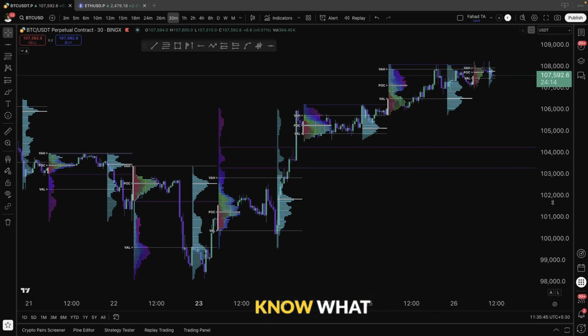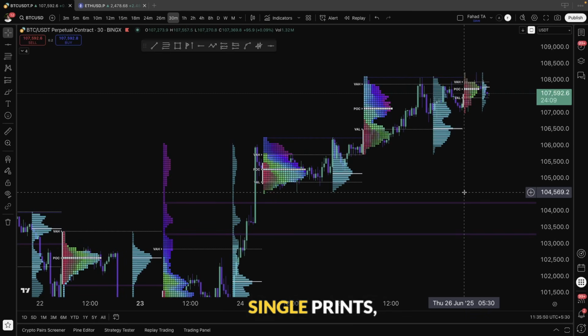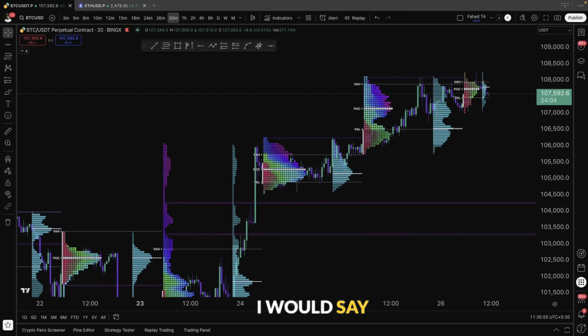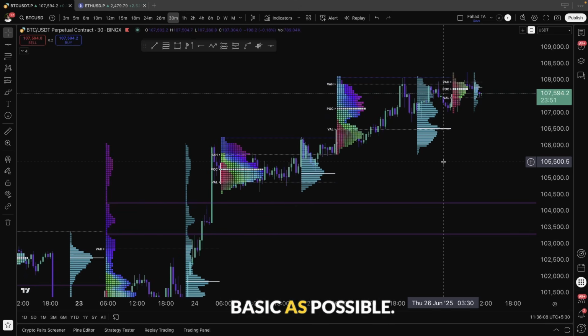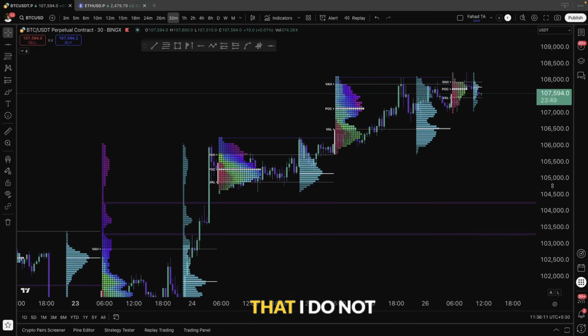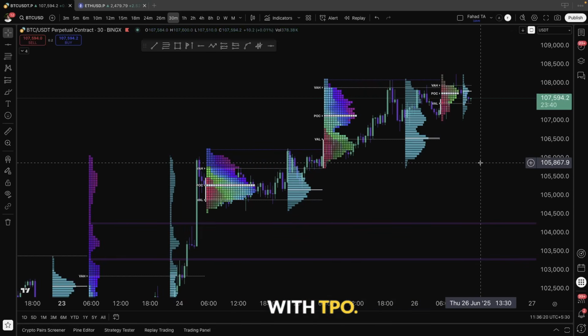Now, since we know what levels to look at and how to trade them, like imbalances, single prints, different kinds of profiles, and what idea they give us, I would say you pretty much know all the basics of TPO. You are prepared with some of the most important things in TPO that you can start to learn. Obviously, I tried to keep this video as basic as possible. The reason being that I do not want you to get confused with your very first experience with TPO. That's definitely not what I would want to do. So for that reason, I try to keep this as basic as possible.